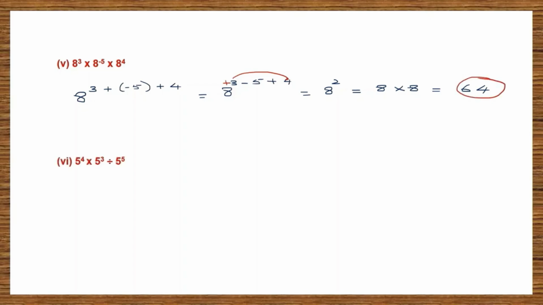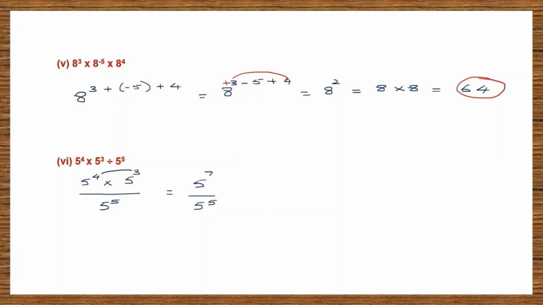Next one. 5 to the power of 4 into 5 to the power of 3 divided by 5 to the power of 5. So we have multiplication and division here. First, let's put it in the form of a fraction. So when we put it in the form of a fraction, what do we get? 5 to the power of 4 into 5 to the power of 3 will be in the numerator, and in the denominator we have 5 to the power of 5. So here, since we have multiplication, we will follow the product law where we add up the powers. So let's get our next step where we add up the powers. So remember, when it is multiplication, you add the powers. So 4 plus 3 is 7. So here we have 5 to the power of 7 divided by 5 to the power of 5.